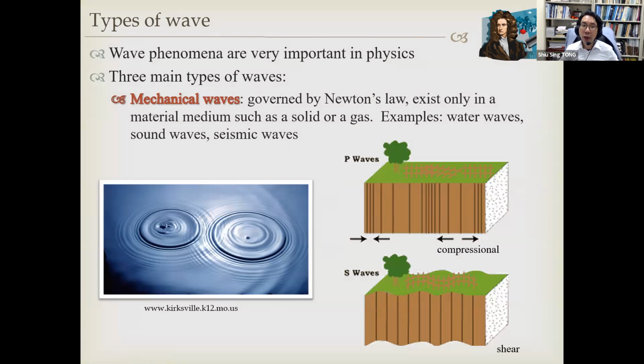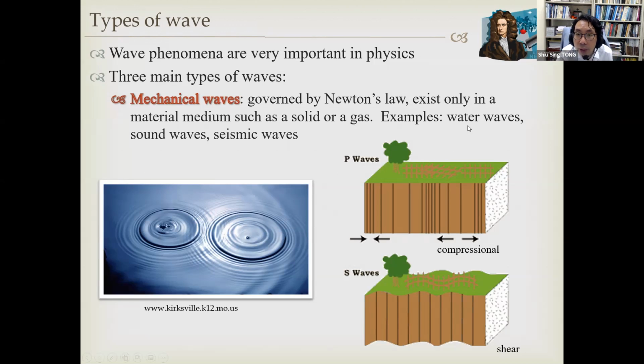Now there are different types of waves. Wave phenomena are actually very common and very important in physics. Actually, you can't get rid of waves in any branch of physics. There are typically three main types of waves. The first type is mechanical waves. Mechanical waves are governed by Newton's second law, and they only exist in a material medium, such as a solid or a gas. When you set up a vibration in a solid or gas, the vibration will propagate inside that medium, and those are the waves.